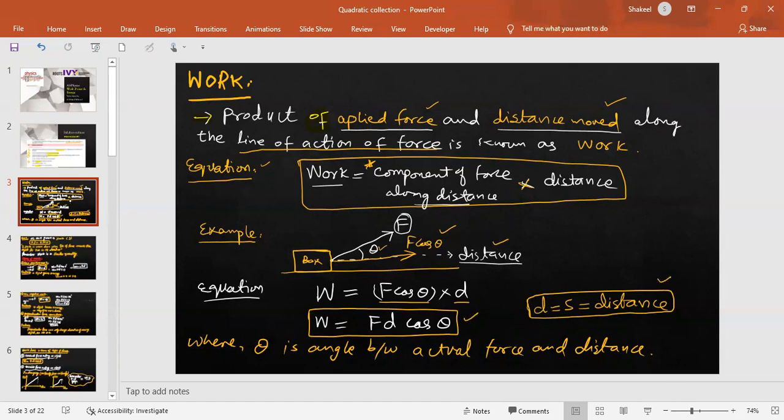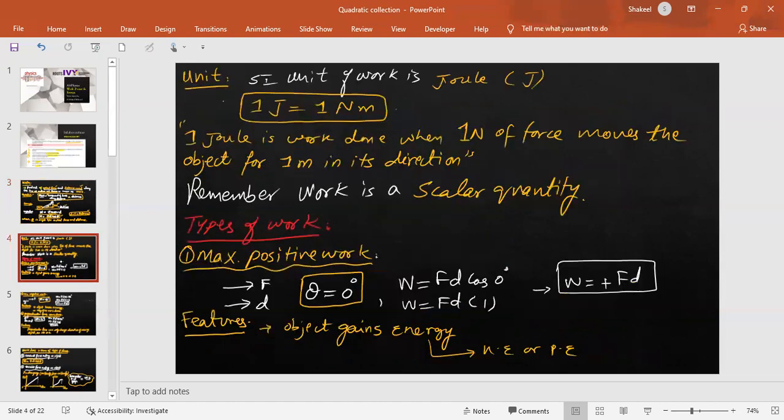And you know when we are moving along a straight line, distance and displacement have the same meaning. And theta is the angle between the actual force and the distance. About the unit, the unit is joule. 1 joule equals 1 Newton meter, and the most common definition is: 1 joule is the work done when 1 Newton of force moves an object 1 meter in its direction. You have to remember that work is a scalar quantity, it's not a vector.